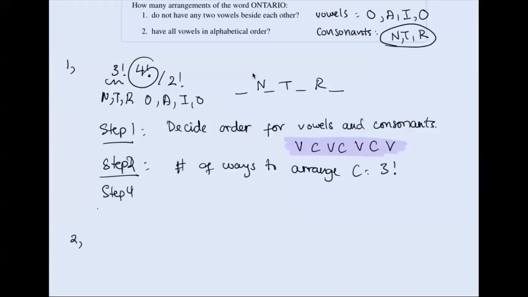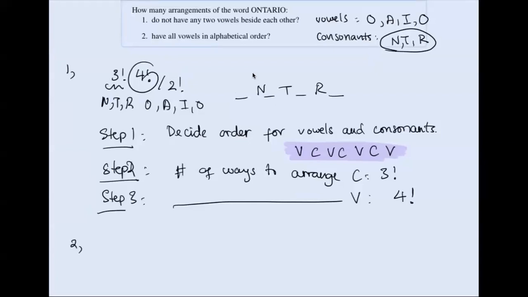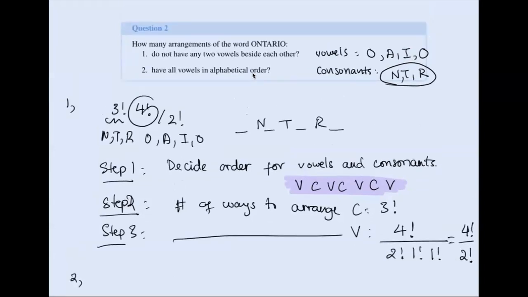And step 3, the number of ways to arrange the vowels. Here you have 4 vowels. However, 2 of them are the same. So you have to take the total number of vowels divided by the number of vowels for each type. Type O, you have 2 objects. Type A, you have 1 object. And type I, you have 1 object. So they just 4 factorial divided by 2 factorial.